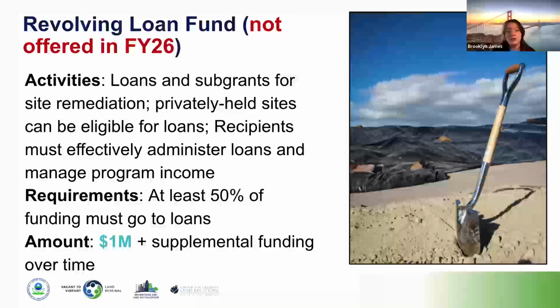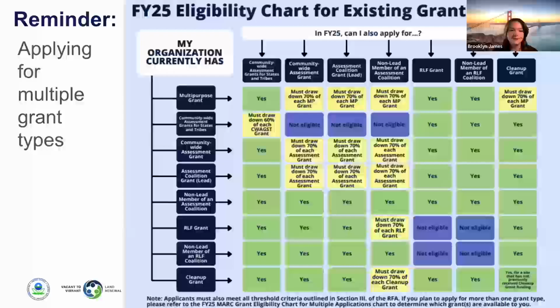And these amounts, at least last year, were $1 million, but you can receive supplemental funding over time. And although they're not going to be offered next round, we typically see them offered every other round. So you might expect to see them offered again in FY27. Okay, next slide.